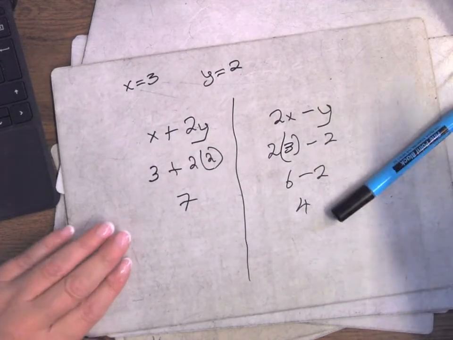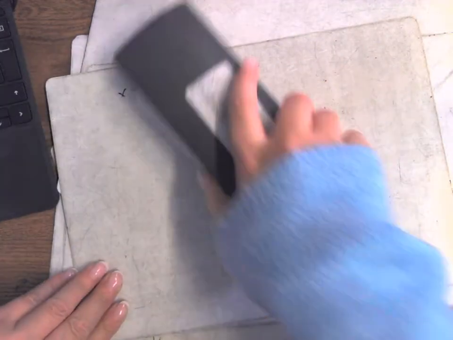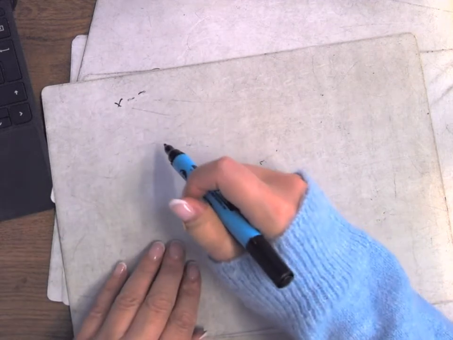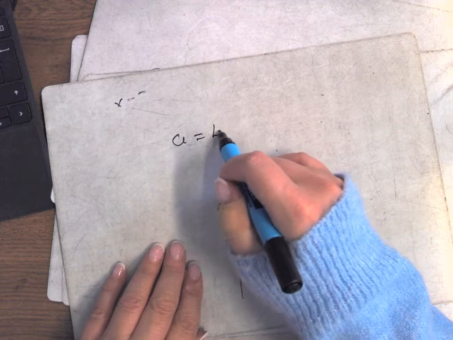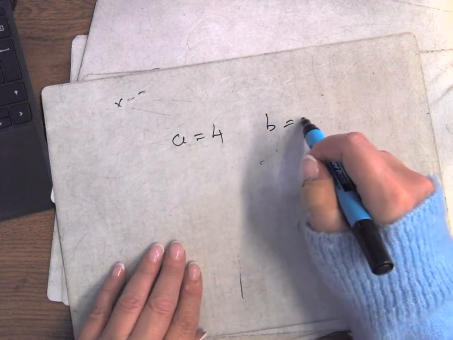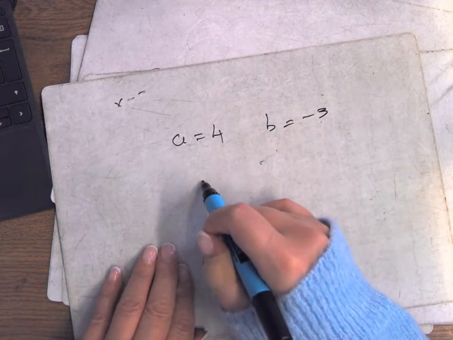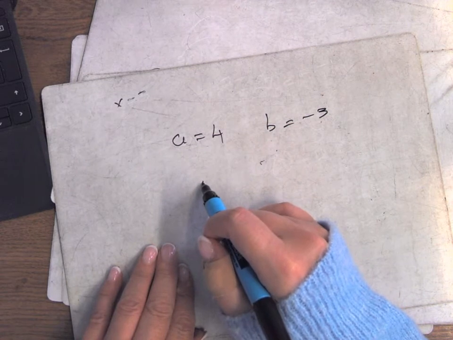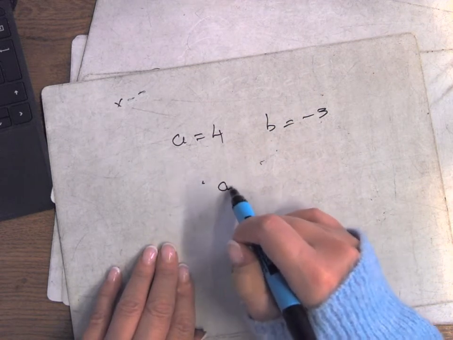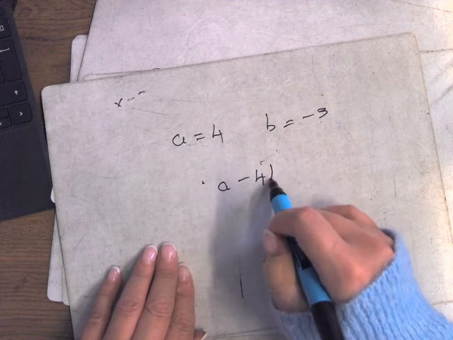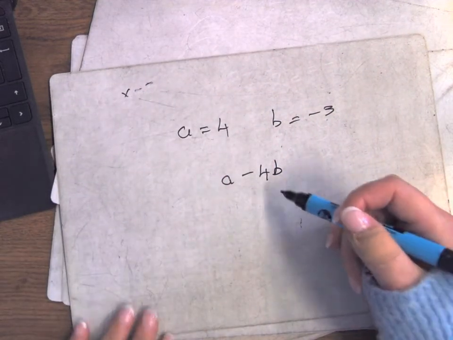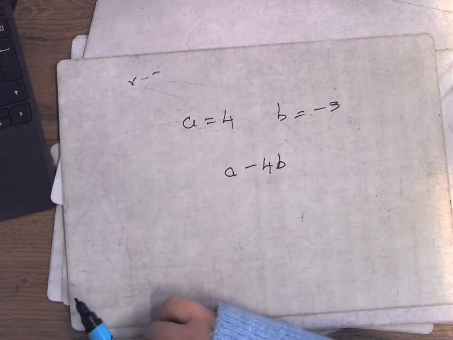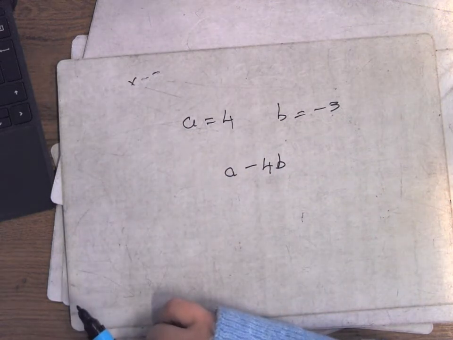Harder one. So this time I'm going to tell you that A is 4 and B is minus 3, and I want you to do A minus 4B. There's a minus here this time. That's where the calculator is really handy, because you don't have to be thinking about signs and whatever.